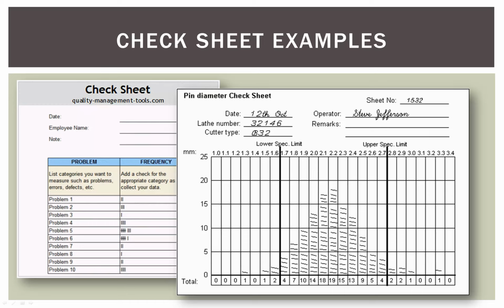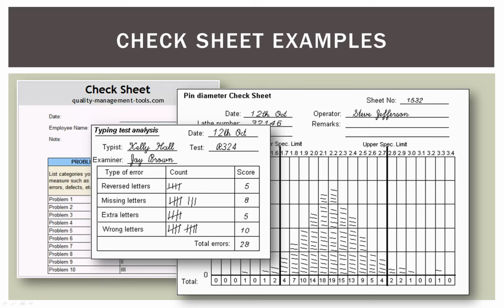In this example, this is a pin diameter check sheet, and this is a very common way of measuring quality in manufacturing. If you notice, we have lower and upper spec limits, and we are trying to create a pin that has a diameter, I would guess, around 2.1 or 2.2 millimeters. We take samples off the production line, measure their diameter, and put a tick mark next to the appropriate measurement. The upper and lower spec limits are the limits of what we're willing to accept as far as quality goes.